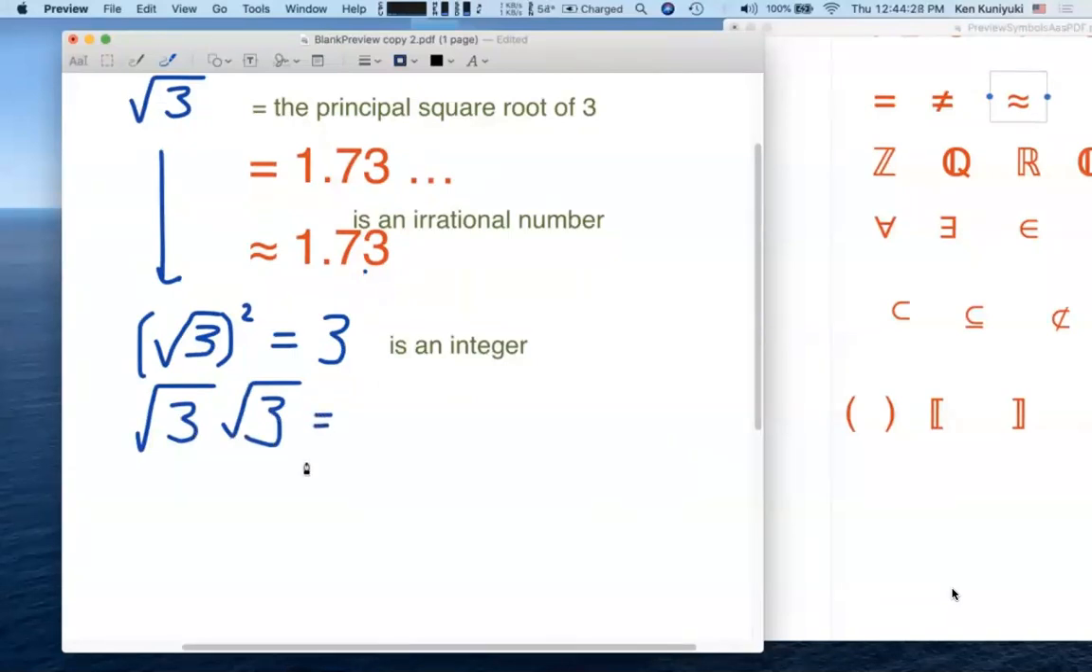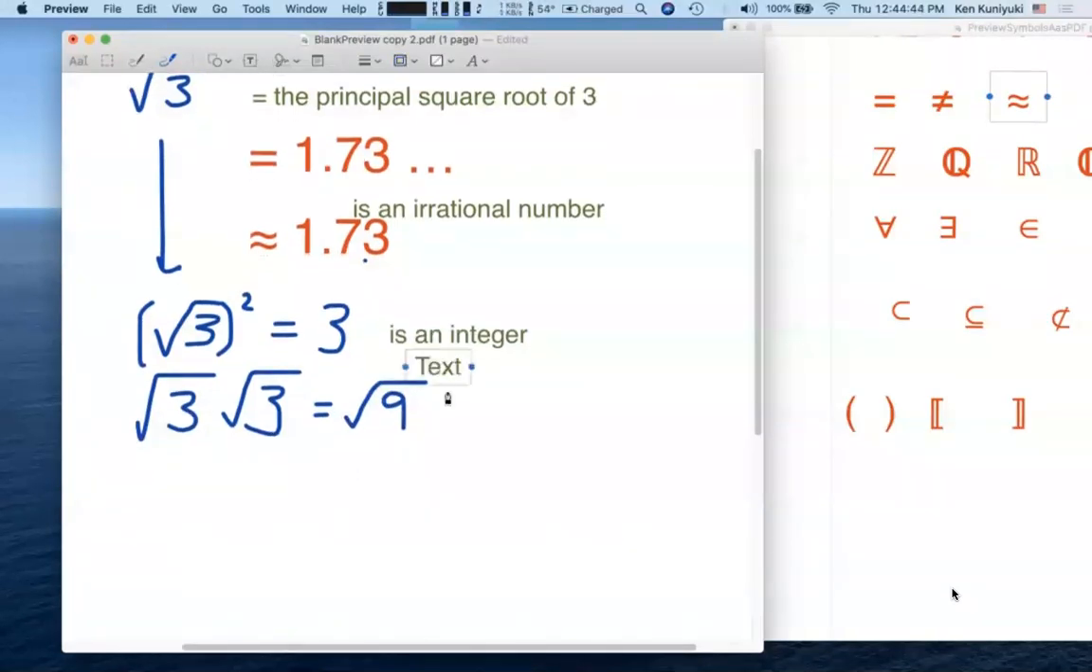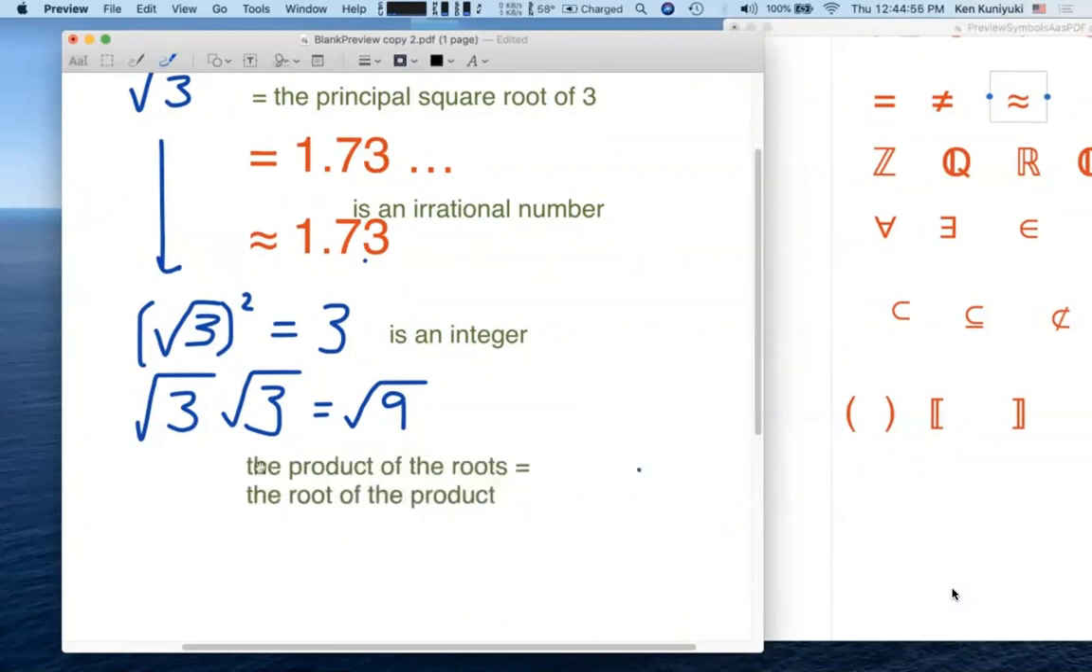Now, it turns out that based on the rules of radicals, root 3 times root 3 is root 9. If the radicands are non-negative, here they are, they're both 3s, then the product of roots is the root of the product. The product of the roots equals the root of the product. We have square roots here, we have a square root here. 3 times 3, when you multiply the radicands, you get 9.